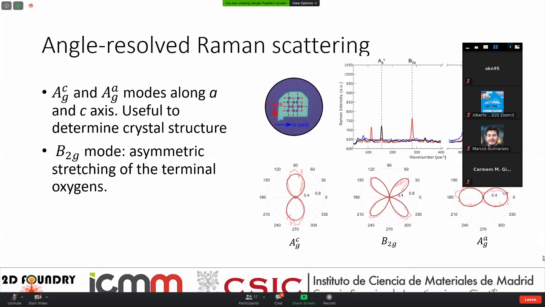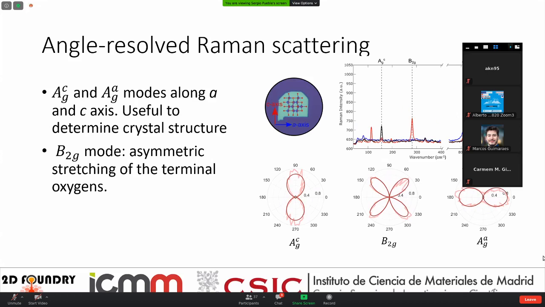Apart from studying the thickness of the flakes, you can use this method to calculate the thickness and then use it for later slide. I will see you. So we have already measured the crystal structure of, for example, this flake for some of them, but with a method called angle-resolved Raman scattering, in which you use a Raman system with polarized light.